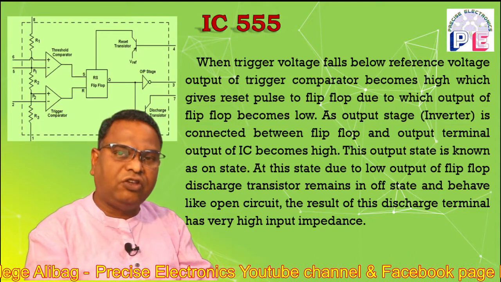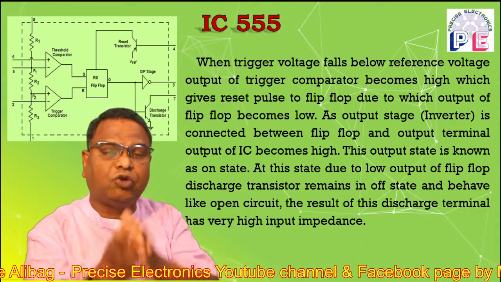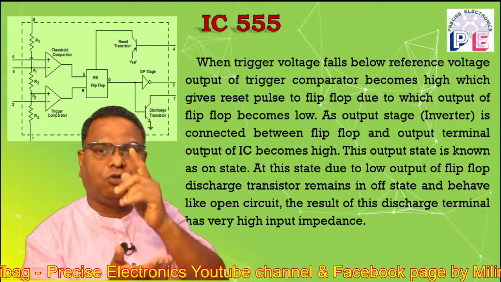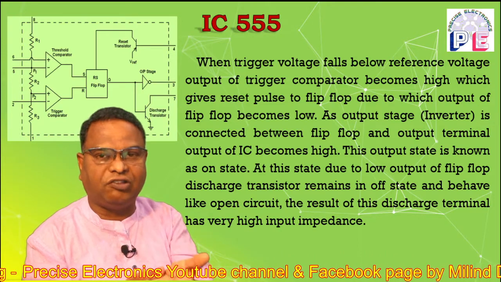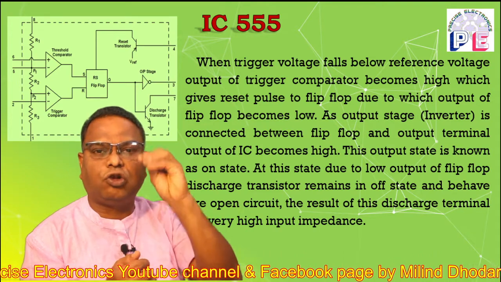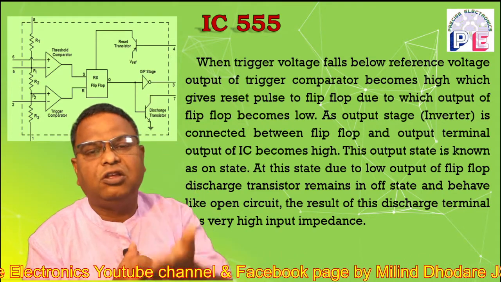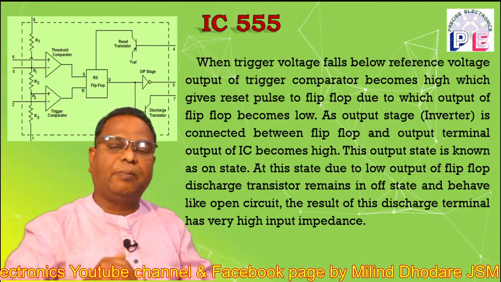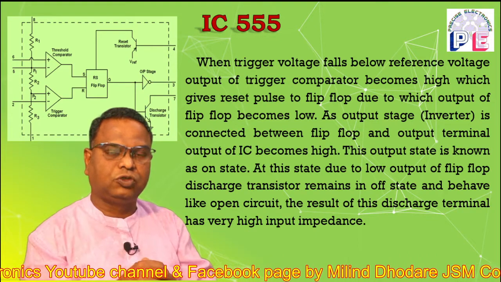So the reference potential for the upper comparator, that is the threshold comparator, will be 6V, which is 2/3 of the applied potential, while the remaining 3V will develop across the lower comparator. So obviously the reference potential for the lower comparator is 3V.